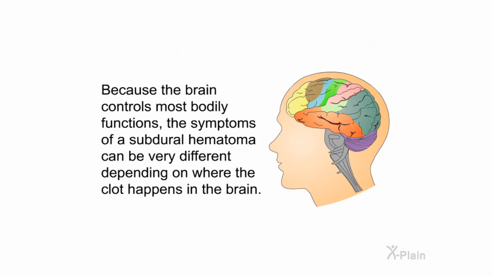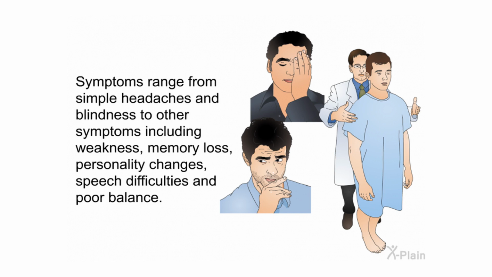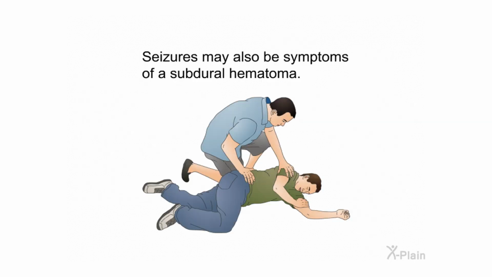Because the brain controls most bodily functions, the symptoms of a subdural hematoma can be very different depending on where the clot happens in the brain. Symptoms range from simple headaches and blindness to other symptoms including weakness, memory loss, personality changes, speech difficulties, and poor balance. Seizures may also be symptoms of a subdural hematoma.